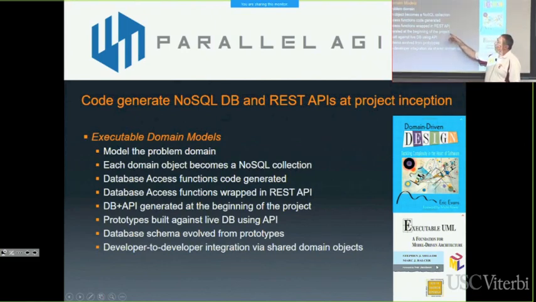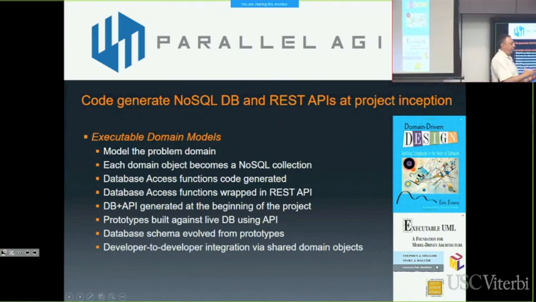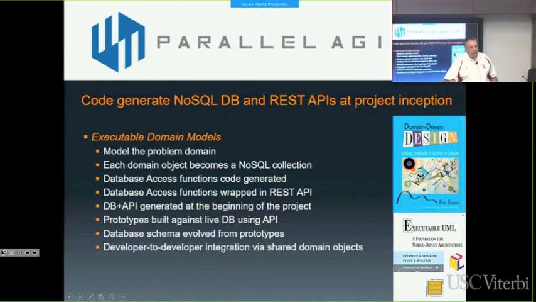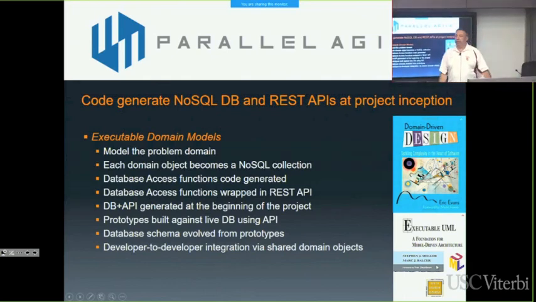And here's the key, is that we do this right at the beginning of the project. So right at project inception, we say model the problem domain and then code generate it. And we immediately have sort of an executable backbone or backplane that everybody's code can plug into. Okay? And that includes prototype code. So when we prototype, we're not just prototyping screens, we're prototyping against a live database.